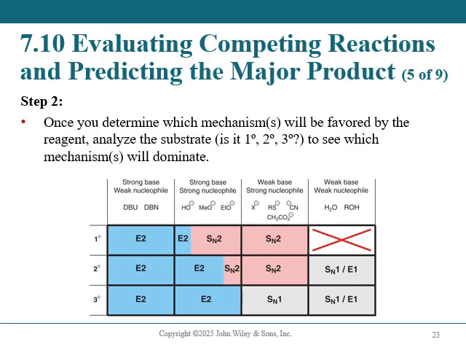Once you determine which mechanisms will be favored by the reagent, we analyze the substrate. Do you have a primary, secondary, or tertiary alkyl halide? That will tell you a lot about which mechanisms will be favored, to see which mechanism will dominate. And we have a table here that summarizes that really well. Again, this is one of those tables that you should take some time to familiarize yourself with.